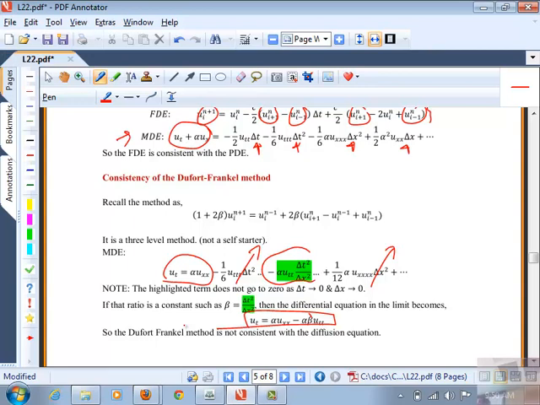In the sense, when we are solving this, we think we are solving the diffusion equation, but we are actually solving this. So this is a consistent approximation for this differential equation, right? And it is not a consistent approximation for what we thought we were solving, which is the diffusion equation.